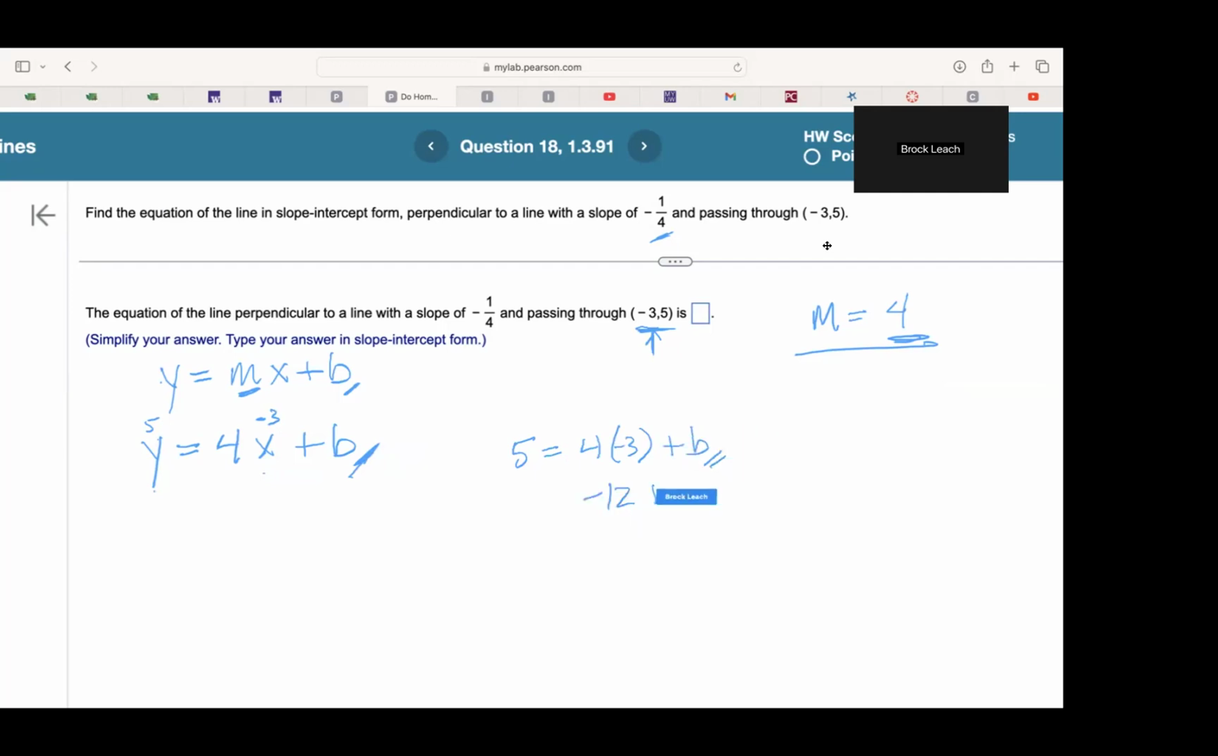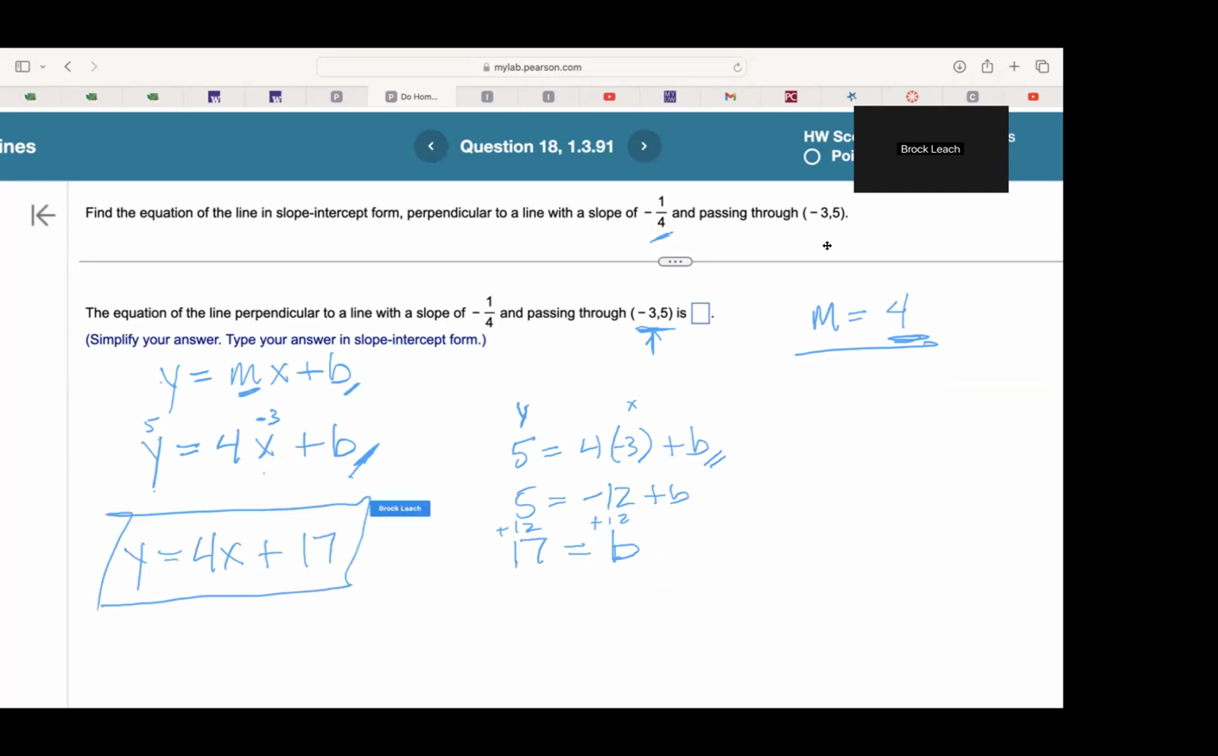That gives me -12 plus b equals 5. So I just took out my x, took out my y. And then we add 12 to the other side, which gives us 17. So that's my equation. Y equals 4x plus 17. So that's probably the way you've learned it.